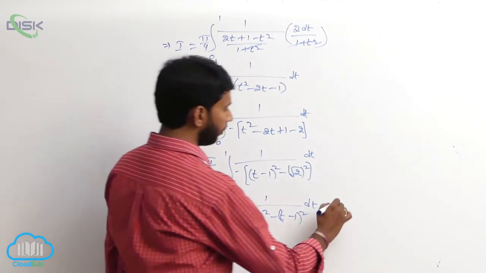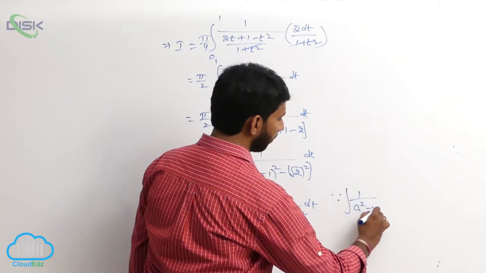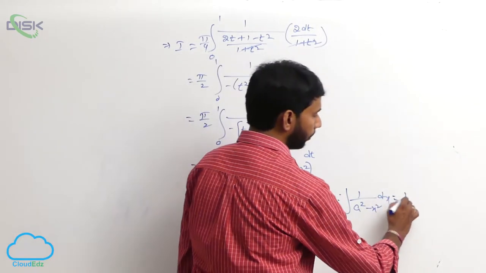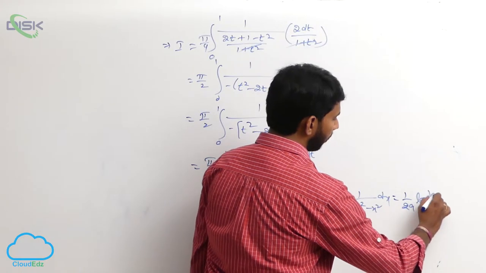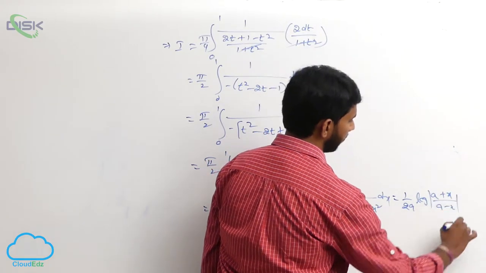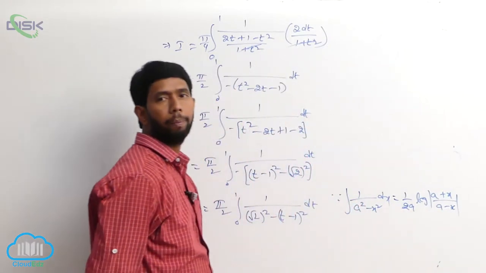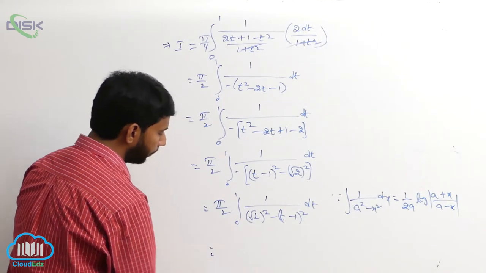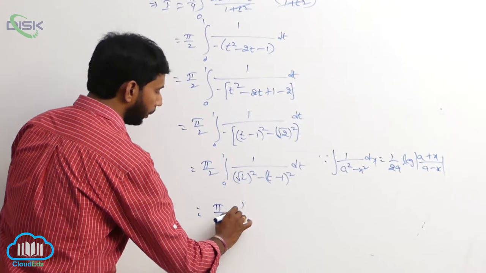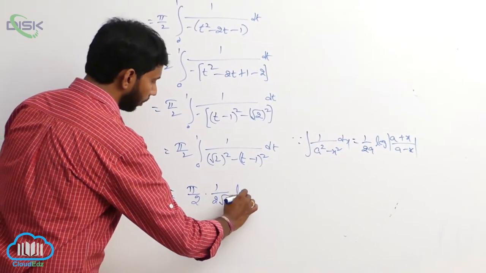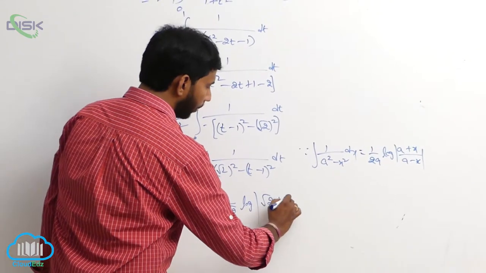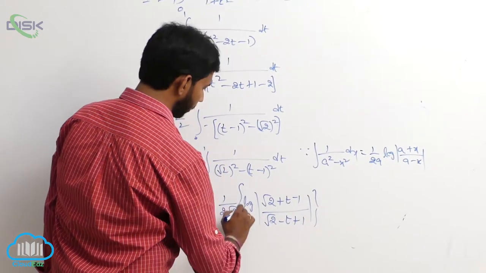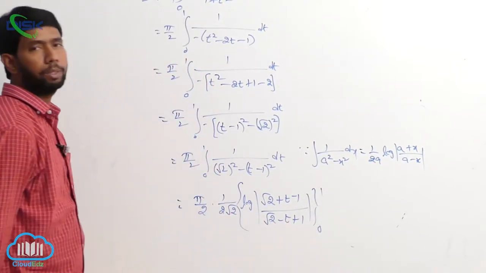This is of the form integral of 1 by a square minus x square dx. Integral of 1 by a square minus x square dx is equal to 1 by 2a into log mod of a plus x by a minus x. That is pi by 2 into 1 by 2a, means 1 by 2 root 2, into log mod of root 2 plus t minus 1 by root 2 minus t plus 1, of limits 0 to 1.